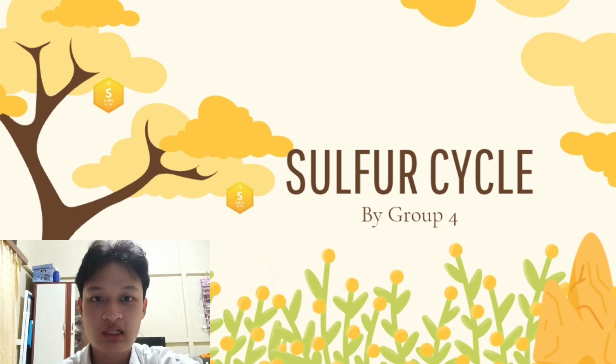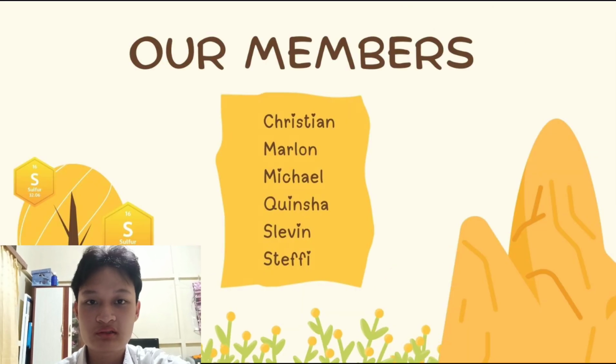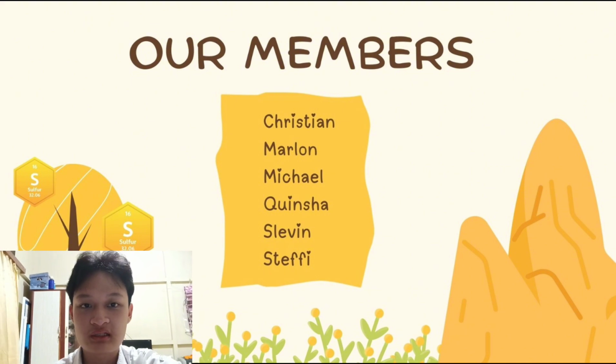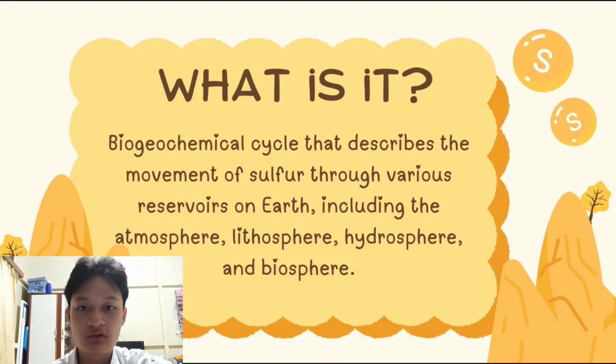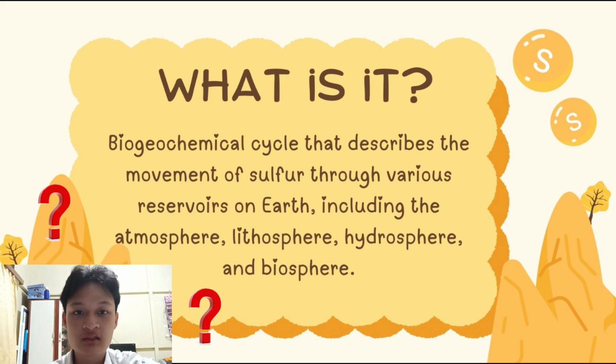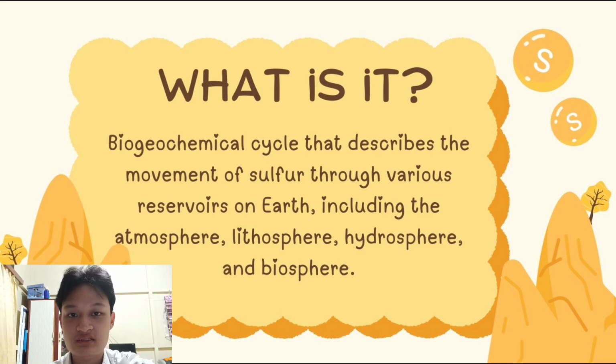In this occasion, our group that consists of me, Marlon, Christian, Steffi, Michael, Slevin, and Quinsha are going to explain about the Sulphur Cycle. So, what is the Sulphur Cycle? The Sulphur Cycle is a biogeochemical cycle that describes how sulfur moves through the biosphere, atmosphere, hydrosphere, and lithosphere. The cycle involves both natural and human-driven processes.